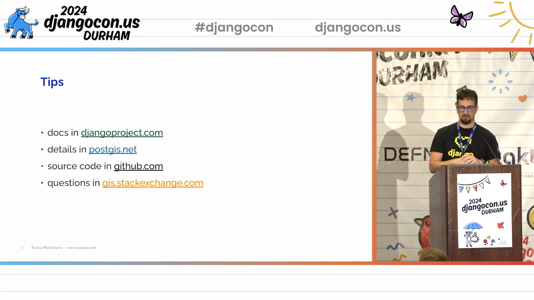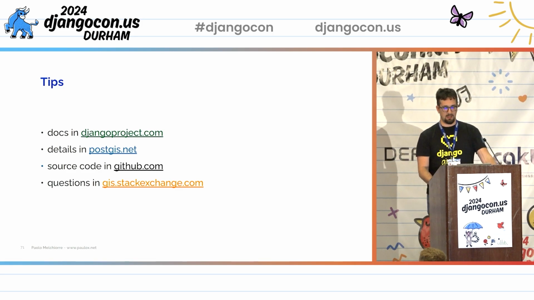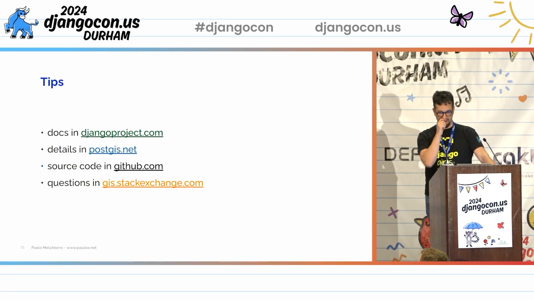Before saying goodbye, I want to share with you some tips based on my experience working with maps in Django. The first is to read the documentation of GeoDjango because it's full of information. Read also the PostGIS website because it contains a lot of information on low-level queries. And try also to read the source code on GitHub because there is something that you can learn only from the source code. And the last tip is to search for questions on the GIS Stack Exchange, but try to solve the question by yourself. You will learn more than by reading the answer.